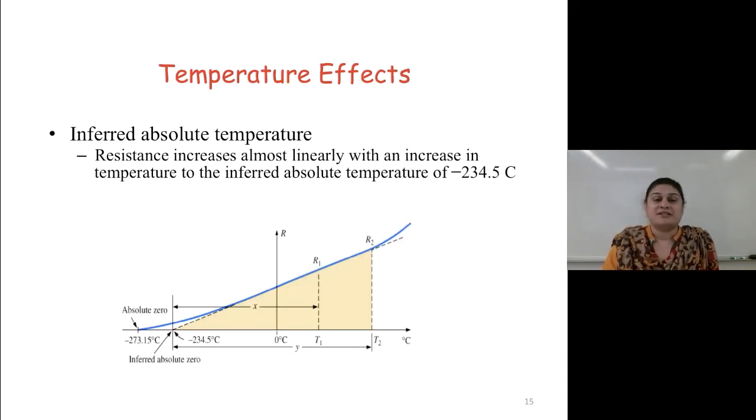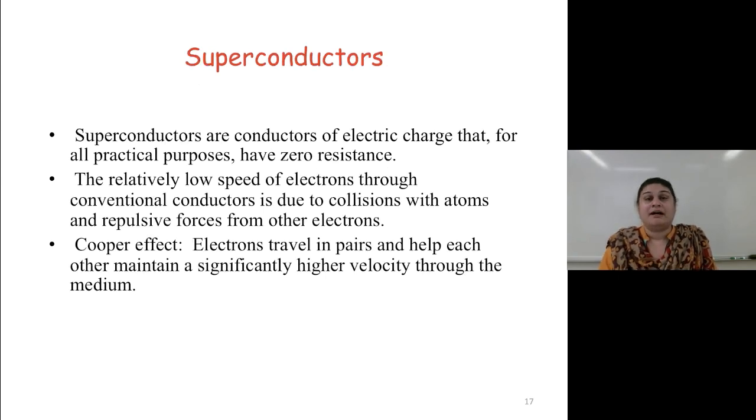Resistance increases almost linearly with an increase in temperature to the inferred absolute temperature of minus 234.5 degrees Celsius. Another kind of material, called superconductors, are conductors of electrical charge that for all practical purposes have zero resistance. The relatively low speed of electrons through conventional conductors is due to collisions with atoms and the repulsive forces from other electrons. But electrons in superconductors offer absolutely no resistance to the passage of the electrical charge.